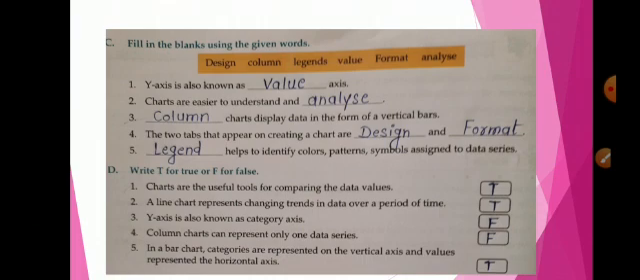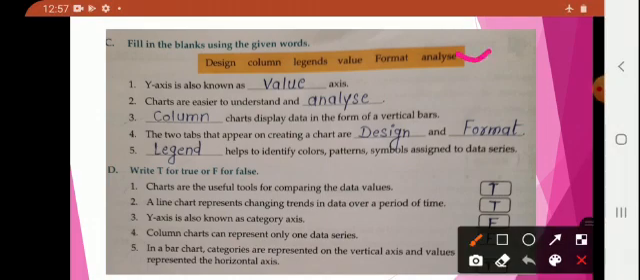Now question number C: fill in the blanks using the given words. First, the y-axis is also known as dash axis. The answer is value. Second, charts are easier to understand and analyze. The answers are there in the column, it is present. From here only you have to note down everything. So y-axis is also known as value axis. Charts are easier to understand and analyze.